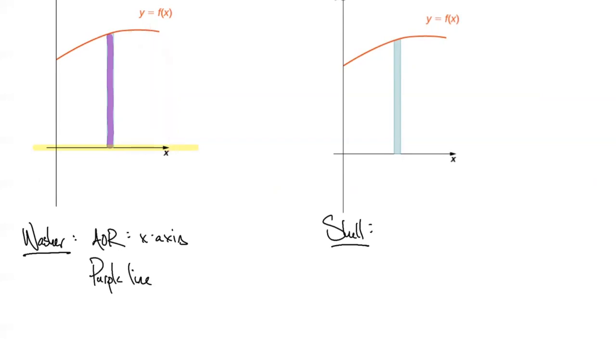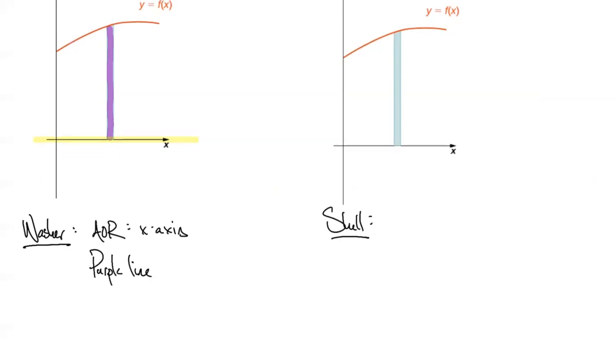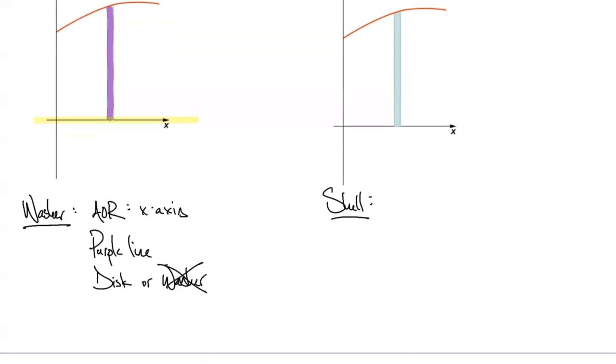So we are creating disks where the radius of each disk is equal to the distance between the curve, yes, and the x-axis, exactly. And so is this going to be a disk method or a washer method? Good. So this is going to be disk because all of these purple lines are going to touch my axis of revolution, right? So in other words, we're saying area equals pi little r squared for our formula.